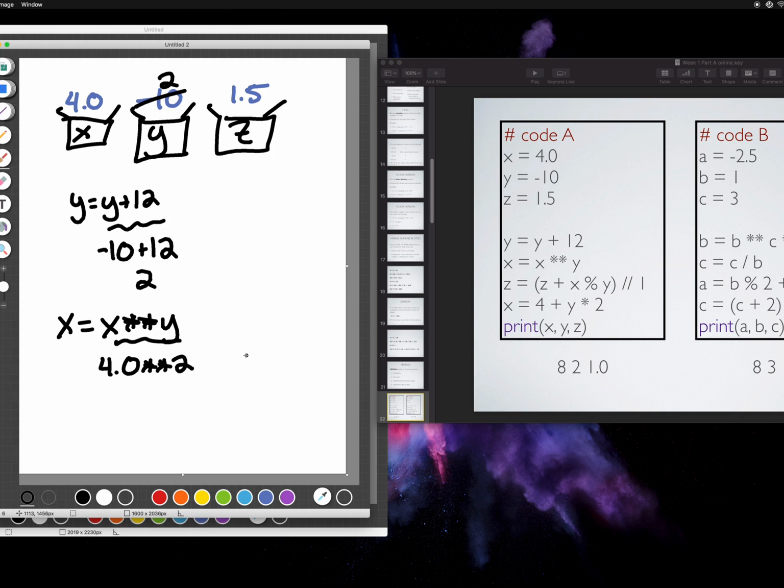So be careful about that. 4 to the power of 2 is 8, but since one of them is a floating point value, the rule is the result is going to be a floating point value. So at this point in time, we've done this right-hand side. We can put this 8.0 into x. So let's go ahead and do that. Alright. Got a couple more lines to work on.